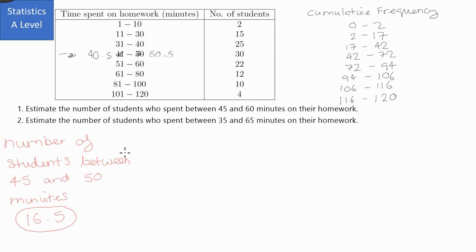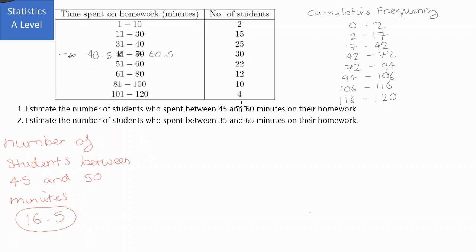Okay, so this is what we worked out in the first bit. We realised that there were 16.5 students between 45 and 50 minutes in this group. Now you notice it's 16.5, and we know we can't have 0.5 of a student, but that's because we're doing an estimate and we're using continuous data, so we don't mind about the decimal point this time.